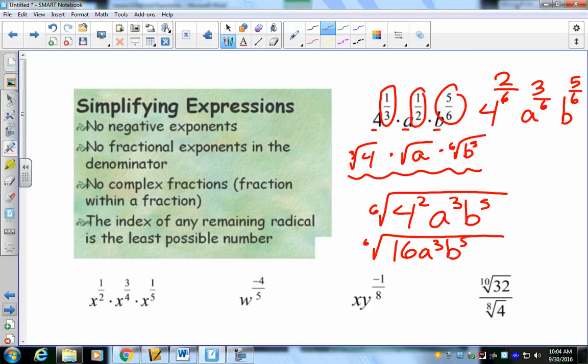So I'm done. I don't have any fractions. I don't have anything in the denominator that shouldn't be. I have no negative exponents. Therefore, I'm done. Everything's written together as one radical. I am done.